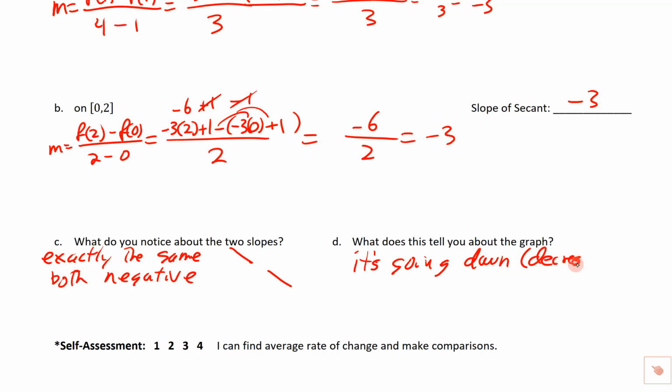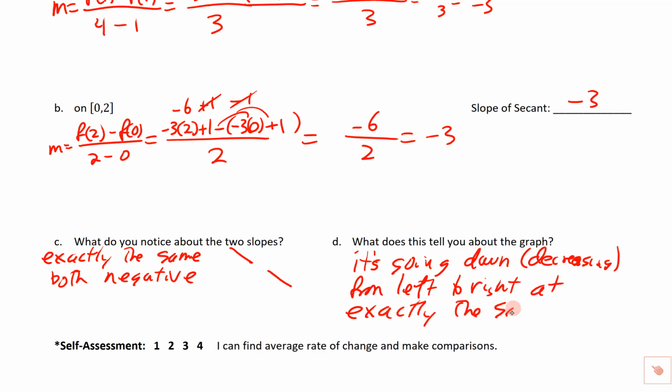Decreasing from left to right. And this is the important part, at exactly the same rate. At exactly the same rate.